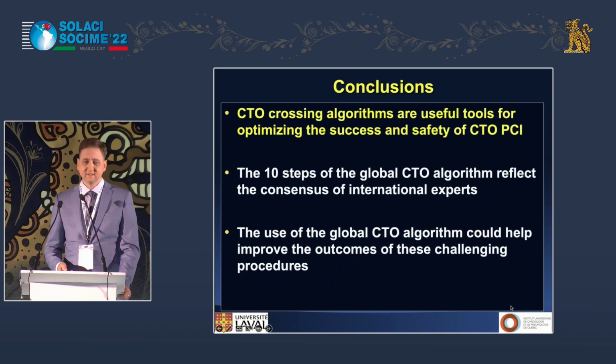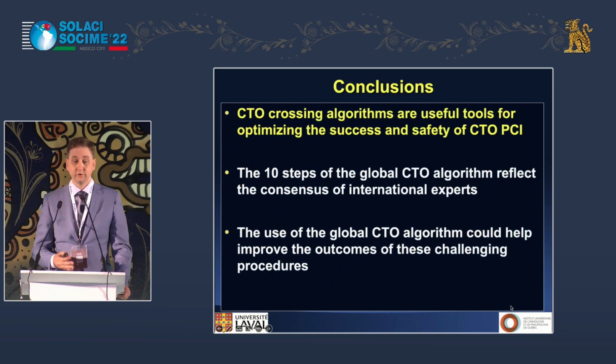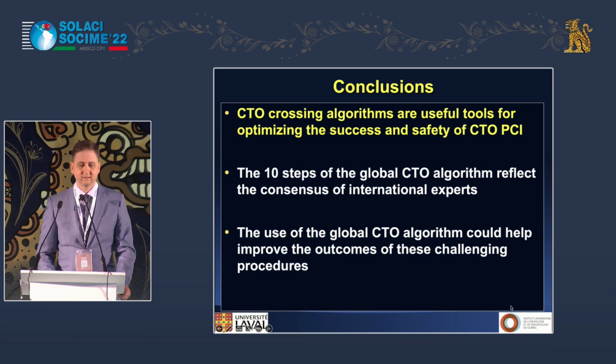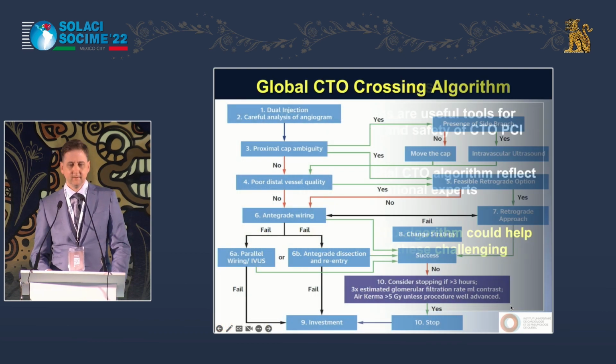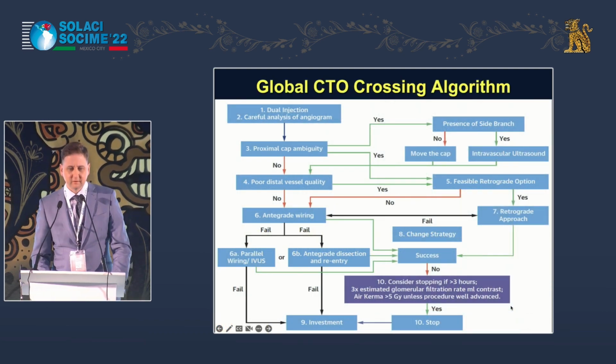So in conclusion, CTO crossing algorithms are useful tools for optimizing the success and safety of CTO PCI. The 10 steps of the global CTO algorithm reflect the consensus of international experts, and the use of the global CTO algorithm could help improve the outcomes of these very challenging procedures. This is a picture of the global CTO crossing algorithm. I really recommend you read this fantastic paper.